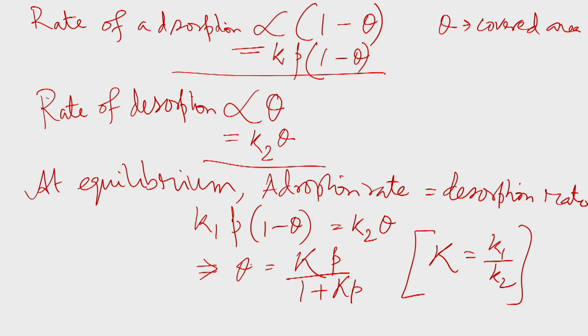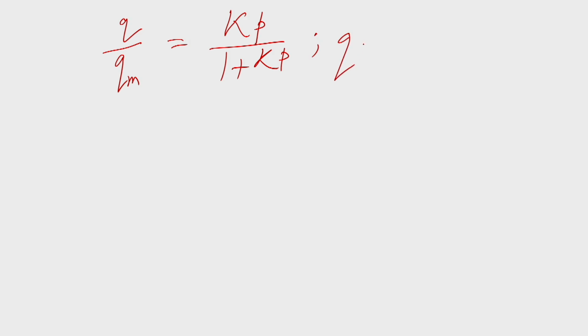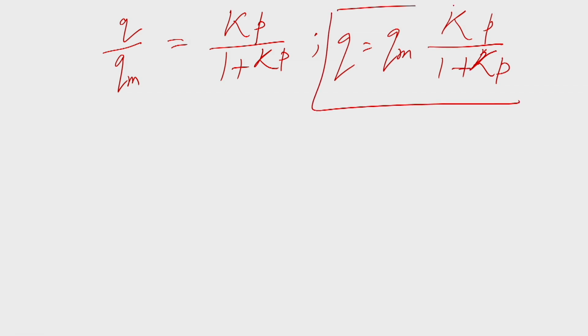Okay. So this theta is equal to Q by Q max, which is equal to capital K into P by 1 plus capital K into P. Or we can say Q is equal to Q m into capital K into P by 1 plus capital K into P. This equation is called the Langmuir isotherm.